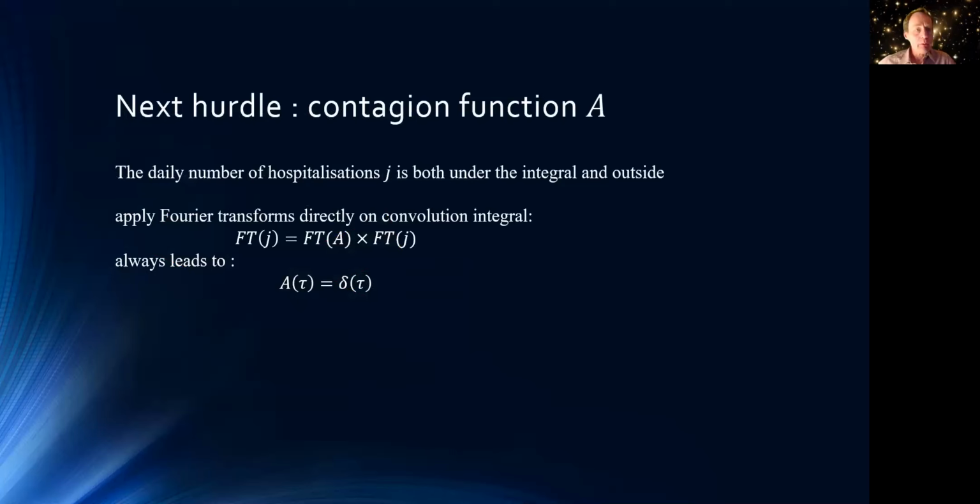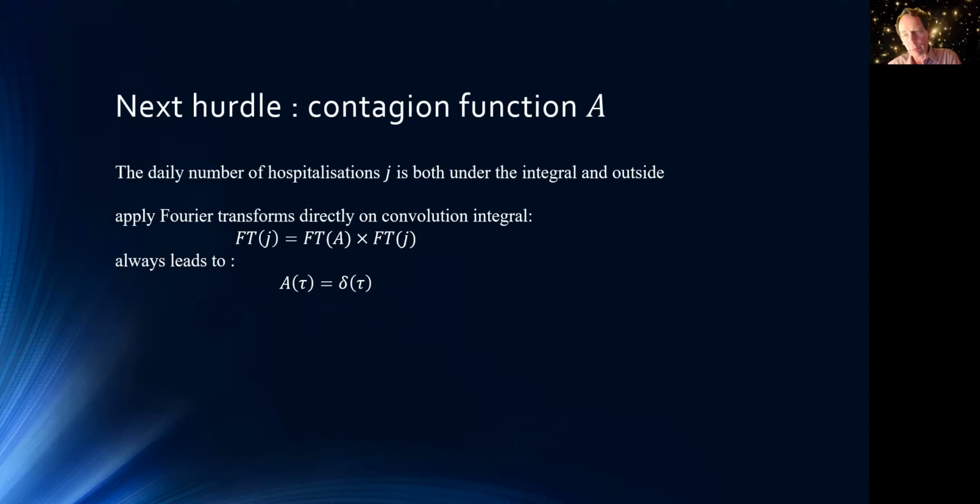Right, now with the contagion function, we have to pass the next hurdle. And that next hurdle is that we have these hospitalizations, the number of people that go into hospital with COVID-19, both under the integral sign and outside. So if I were to try my Fourier transform trick, I see, hang on, I have a Fourier transform both left and right. So if I divide the two, then I get just one. And the inverse Fourier transform of that one is a delta function. So I always get a delta function out. Well, that can't be right. And it isn't, of course.